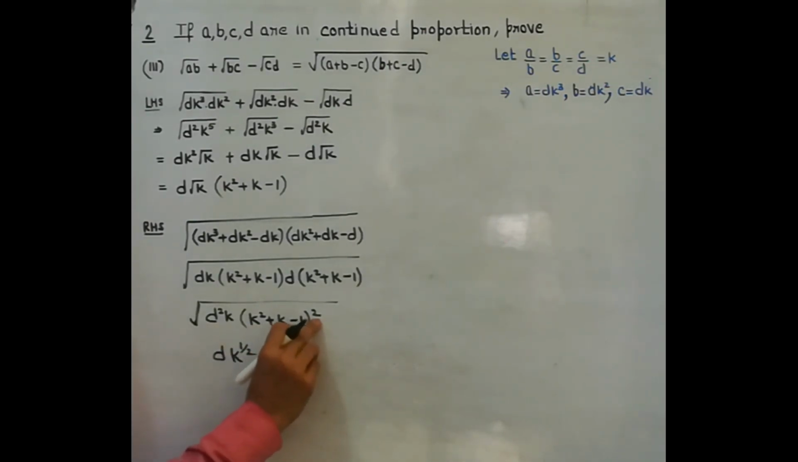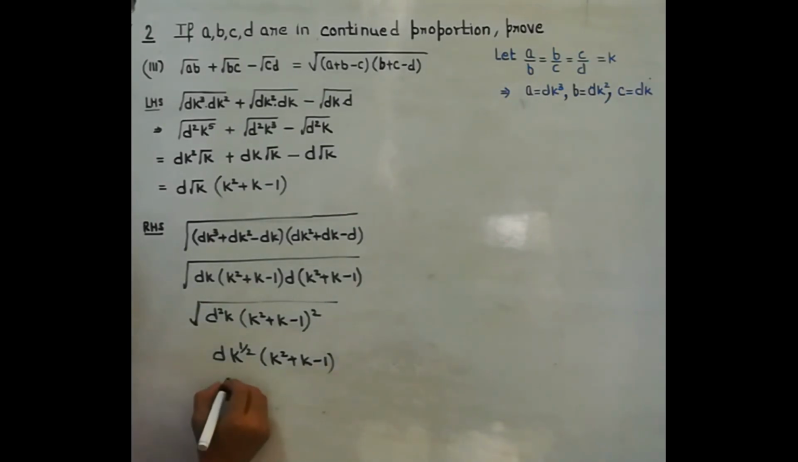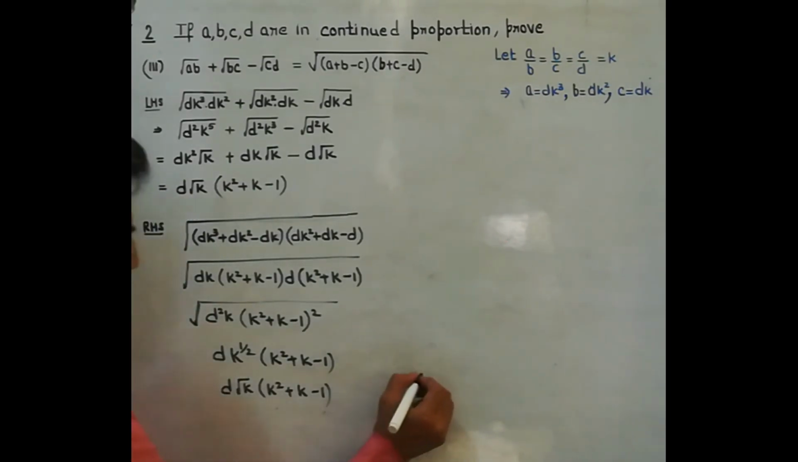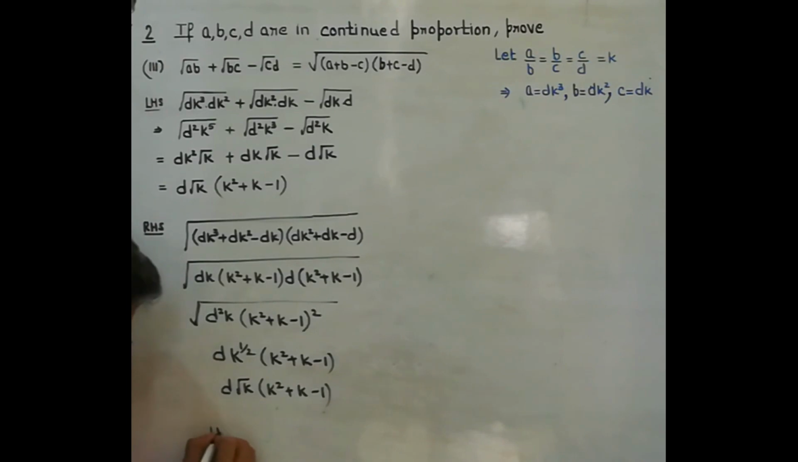Now this one is having whole square. So when you take under root, you will do the power half. So k square plus k minus 1. So finally this can be written as d under root k into k square plus k minus 1. So on solving the right hand side, we got this result, which is equal to the result on the left hand side. So finally we can say LHS is equal to RHS. This will be the answer. Hope this is clear to you. So you can pause and note it down.